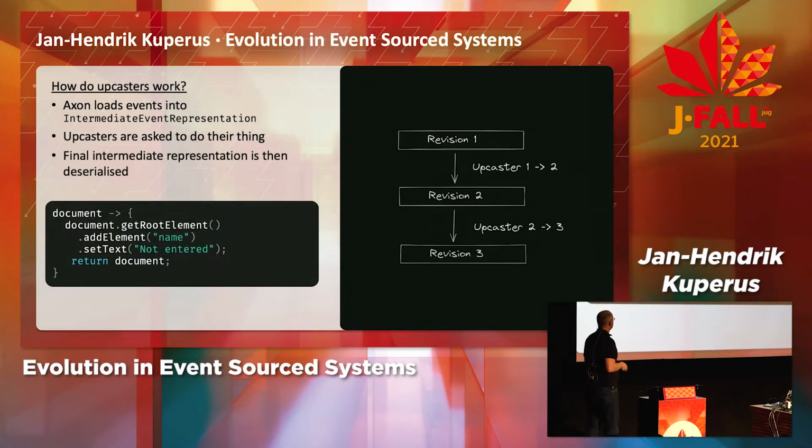So this is what I just explained. Here's an example with XStream where it's in XML. An upcaster here is just adding a field, the name field that I just showed you, and this is just the entire upcaster. And after this, XStream will then go through deserializing the class and give it to your code.